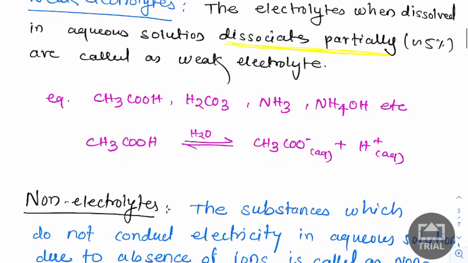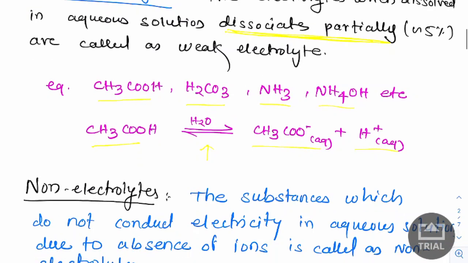Common examples are acetic acid, carbonic acid H2CO3, ammonia, ammonium hydroxide, etc. The dissociation of acetic acid is given here. The chemical formula of acetic acid is CH3COOH, and it dissociates as acetate ion and hydrogen ion. Look at this arrow: this is the equilibrium arrow, and it represents the incomplete dissociation of acetic acid.